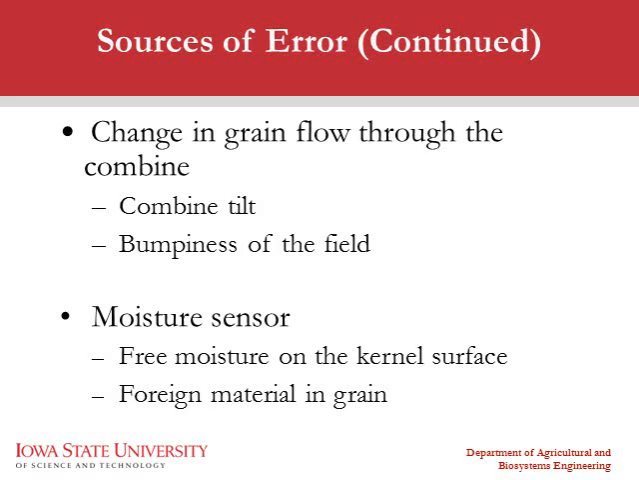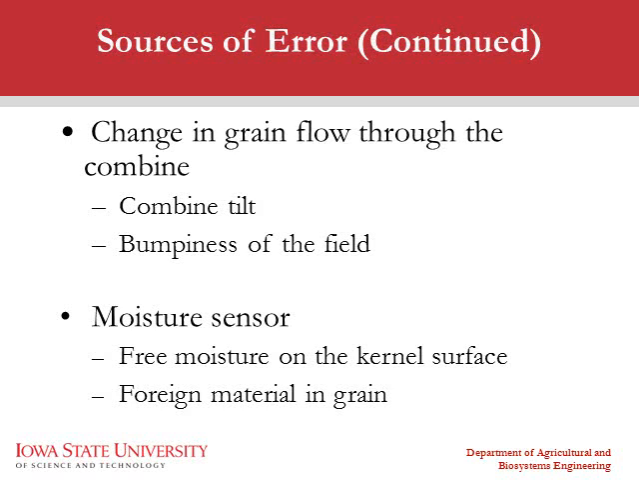Additional factors that will impact error include things like the combine tilt or the bumpiness in the field. If the combine is on a slope, then all of a sudden the grain is not hitting the impact sensor with the same type of consistent force. This will induce a given percent error based on how aggressive the slope is.